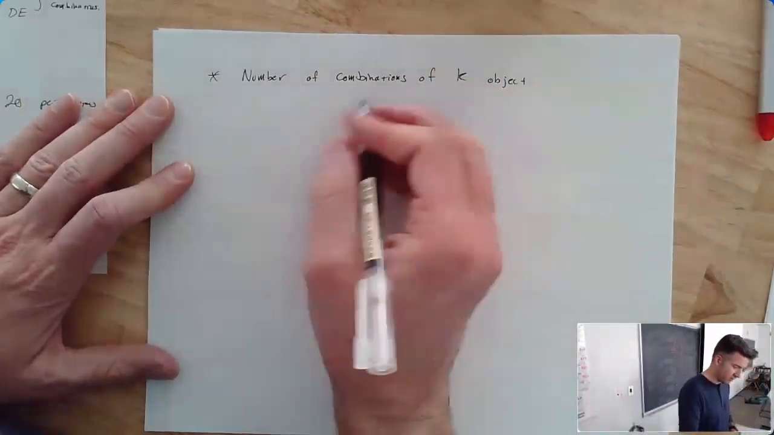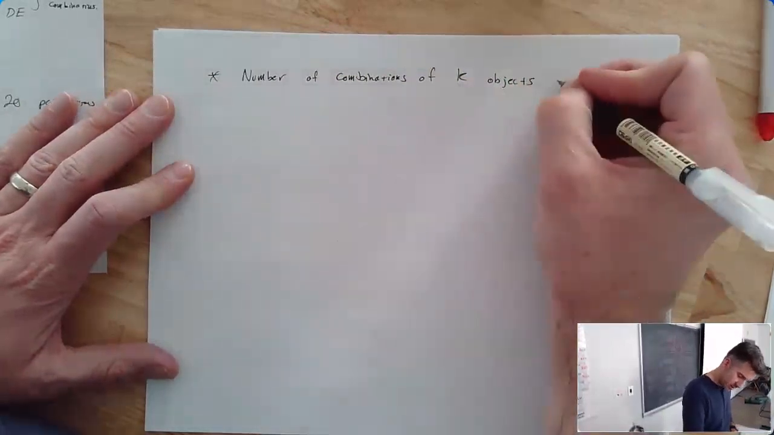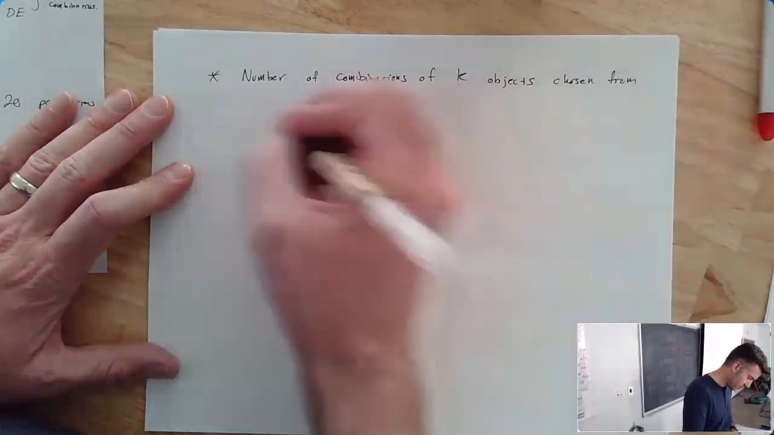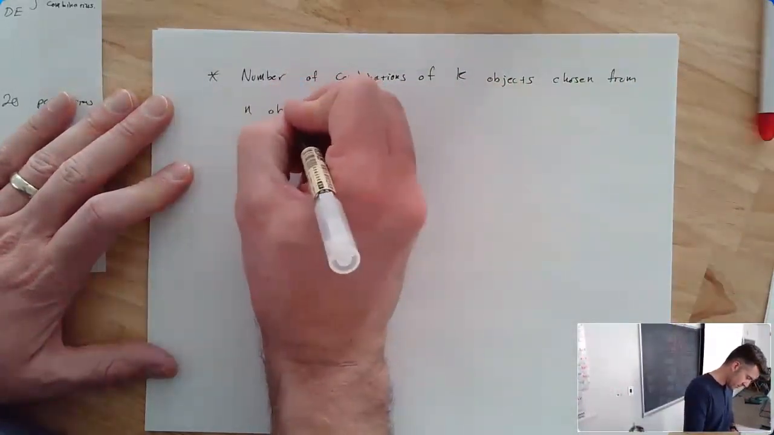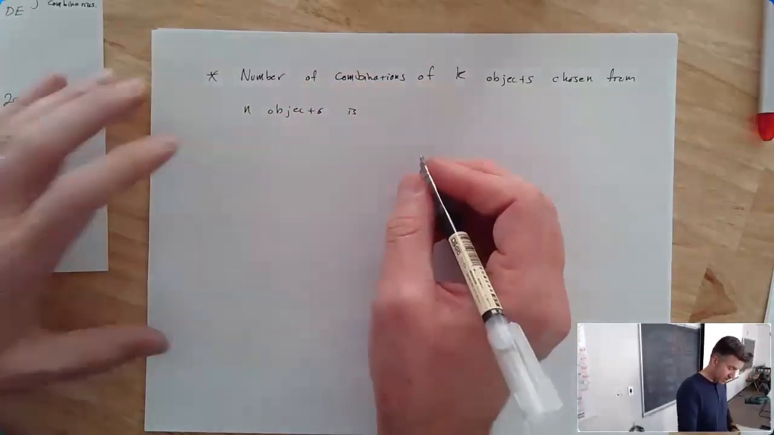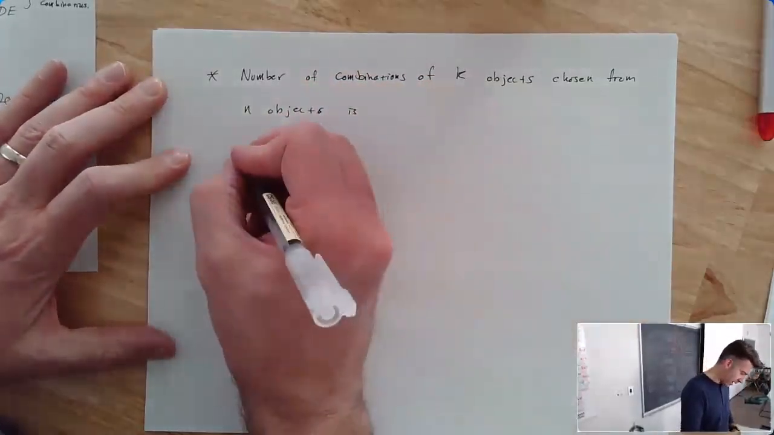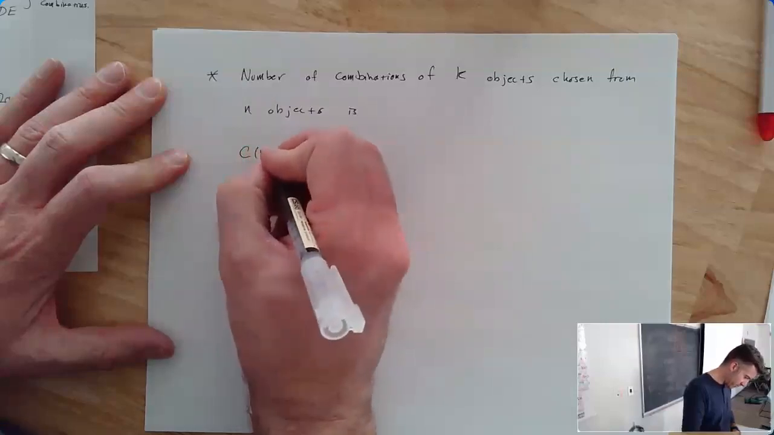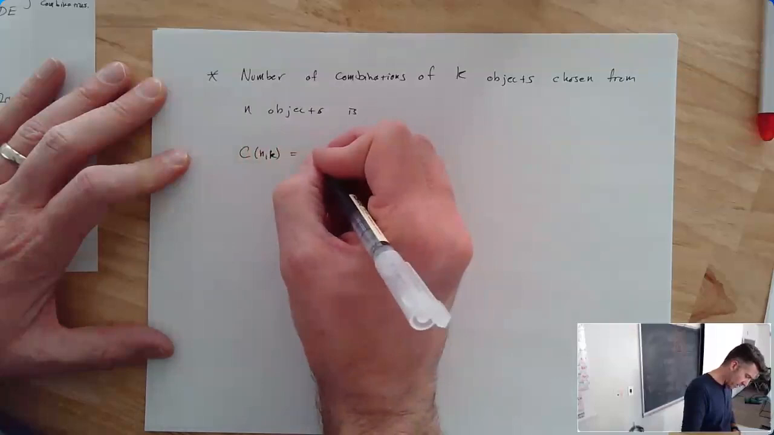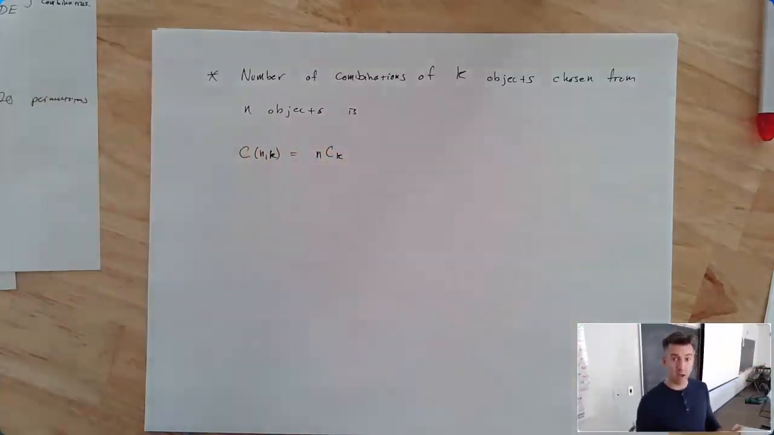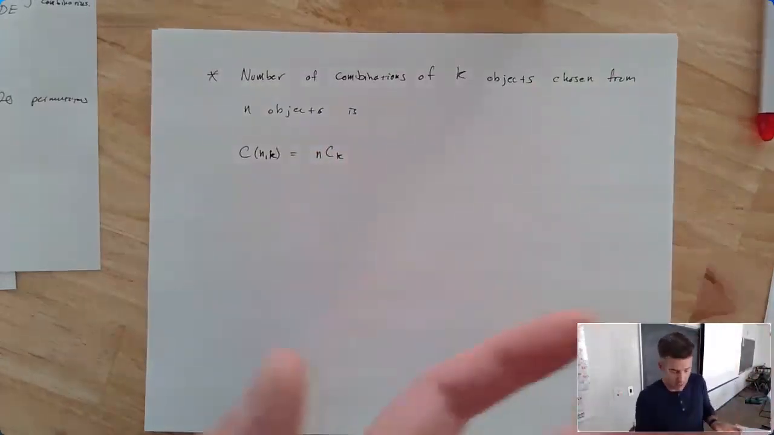So the number of combinations of K objects chosen from N objects is given by the following. And it's written a couple different ways. You can either write it as C of N comma K or NCK, or some calculators use NCR. They use R instead of K, but it's the same idea.